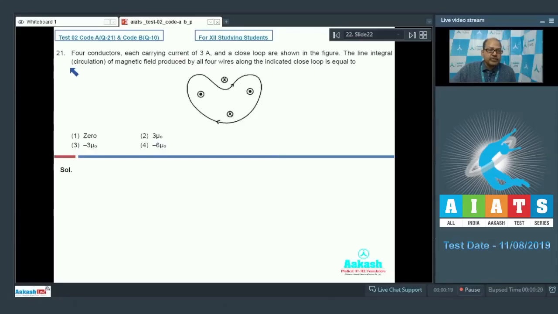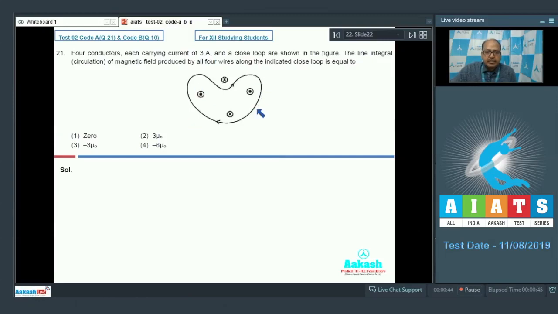Question 21 says, 4 conductors each carrying current of 3 ampere and a closed loop are shown in the figure. The line integral (circulation of magnetic field produced by all 4 wires along the indicated closed loop) is equal to. So we simply apply Ampere's circuital law.